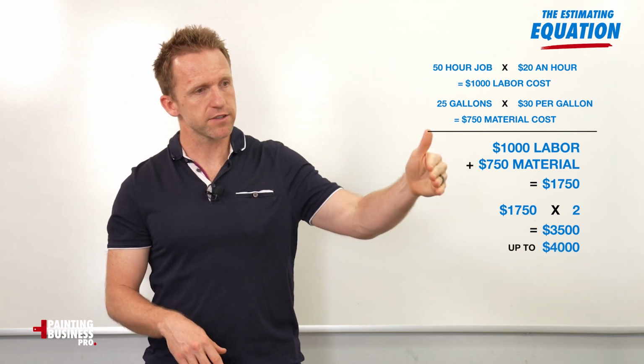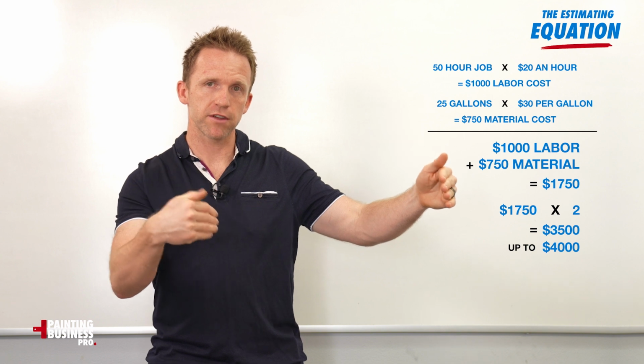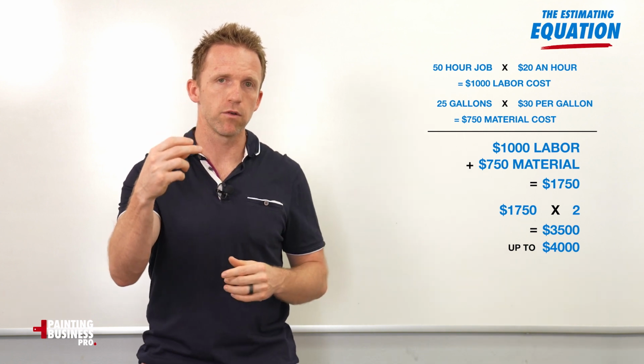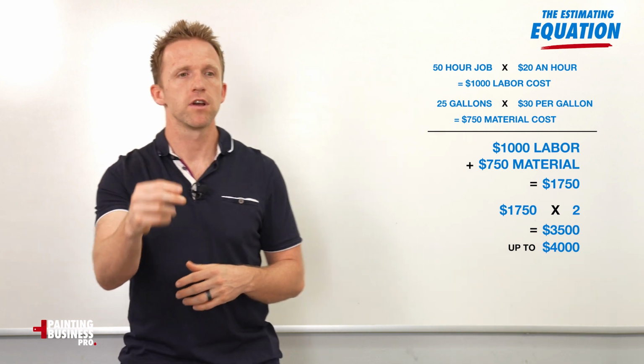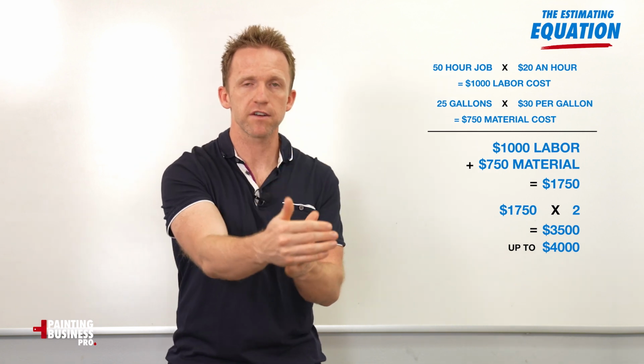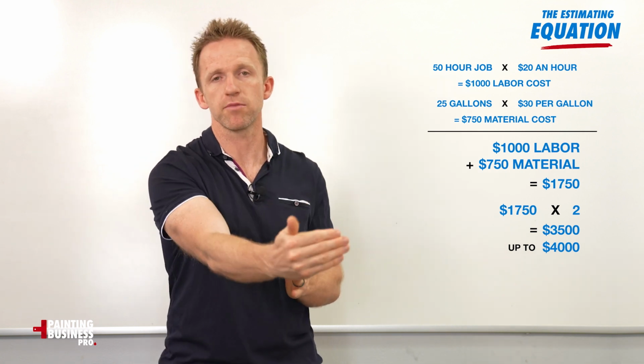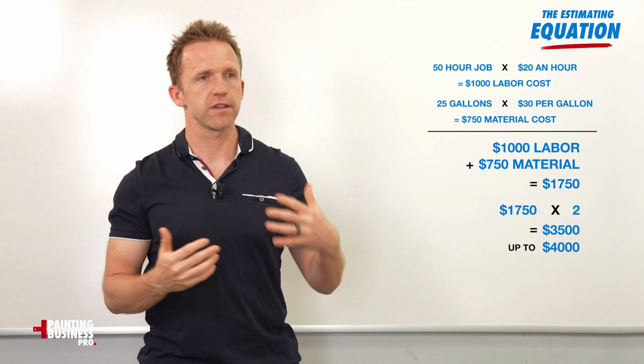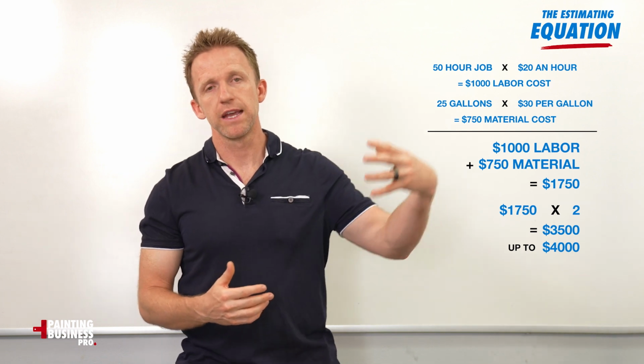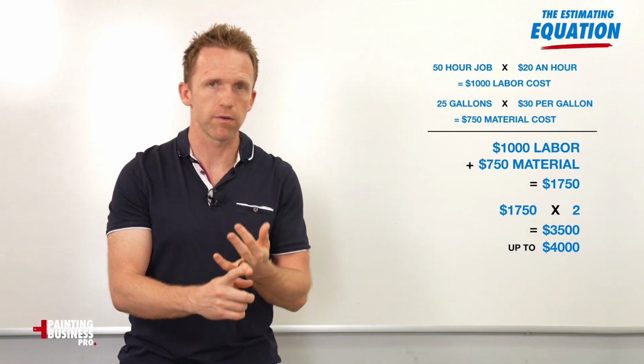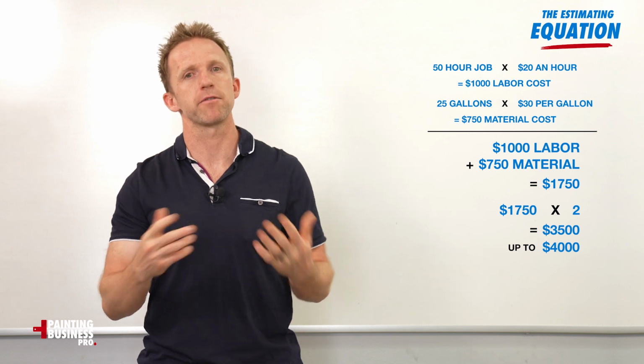If it's at $4,000 and I already know my labor and material costs are $1,750, I've got a little bit of wiggle room for maybe some management costs, or maybe a little bit of money for the subcontractor if I'm using subcontractors for them to earn some profit, or some other miscellaneous expenses that maybe I didn't include in my bid, whether it's sundries or repairing some equipment or buying new spray tips or things like that. So that's the estimating equation.